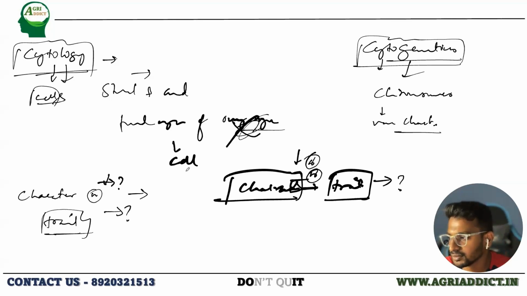Trait is the alternative form of a character. Yes, trait is the alternative form of a character. So what is character? Character we already explained, right? Just like trait, it is what we see, sir. Okay, character. What about the character?